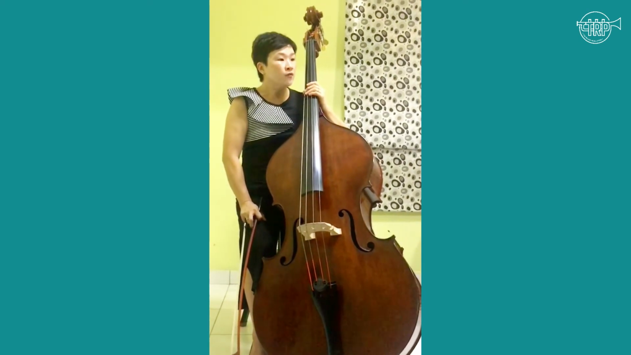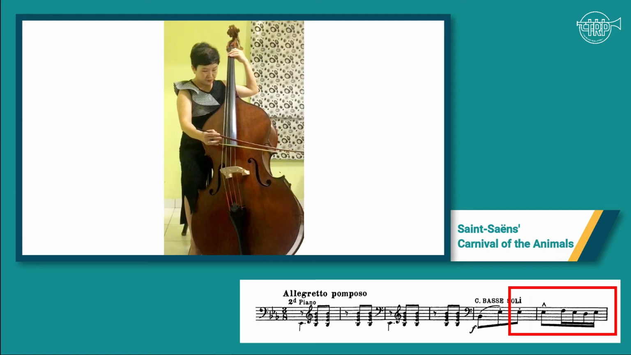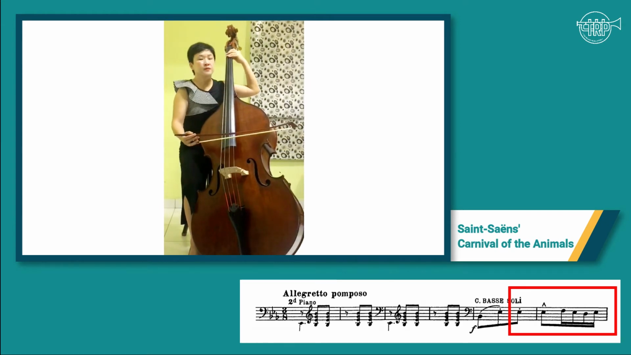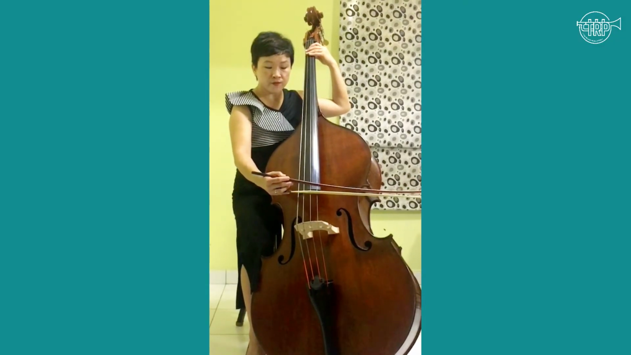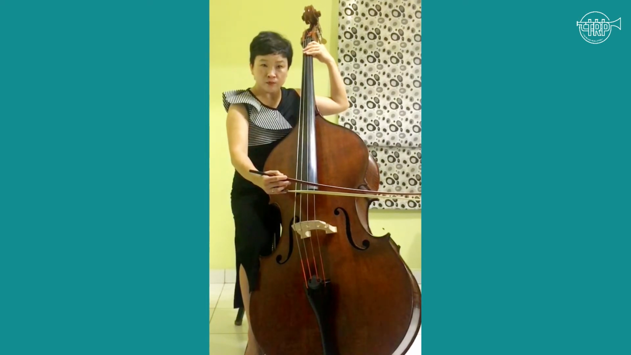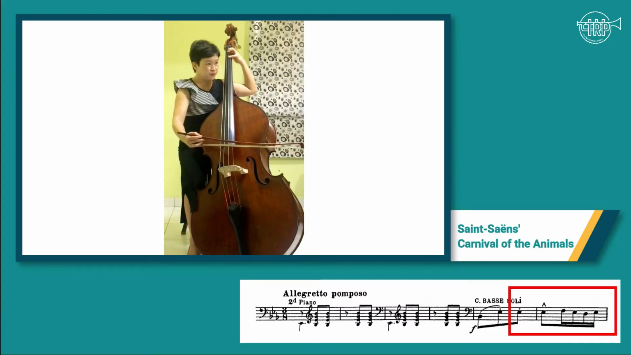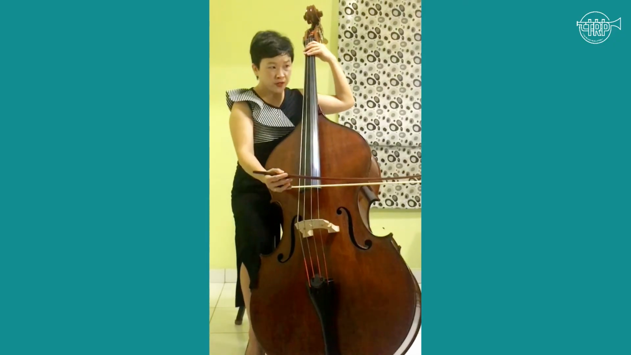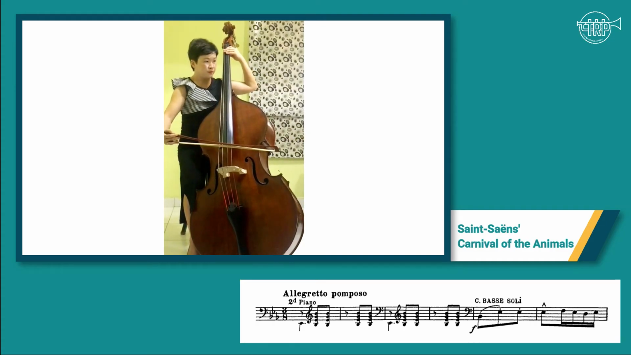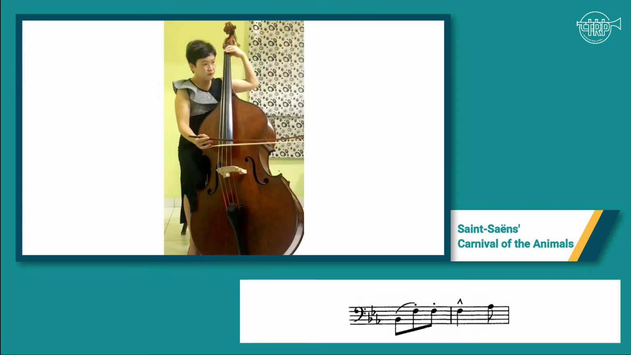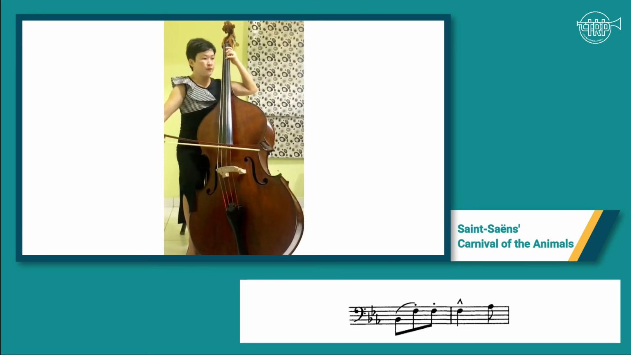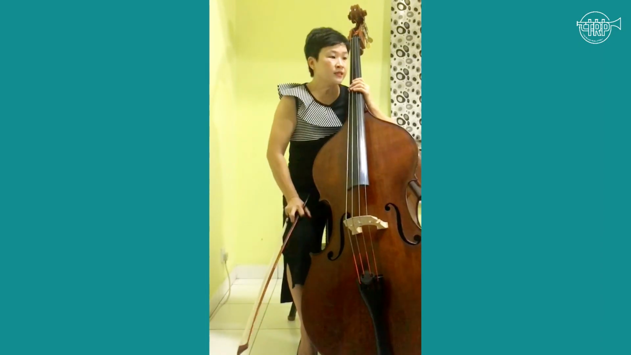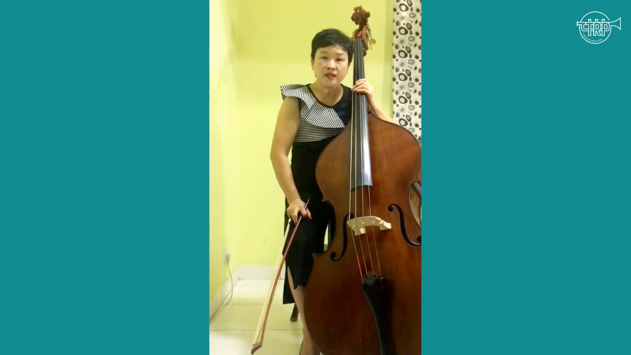There are two kinds of accent in this piece. One is the vertical accent and the other one is the horizontal accent. The vertical accent is shorter and louder. For example, on this E flat, I play faster bow and more pressure. For example, from the beginning. There's another type of accent which is longer and slightly louder.